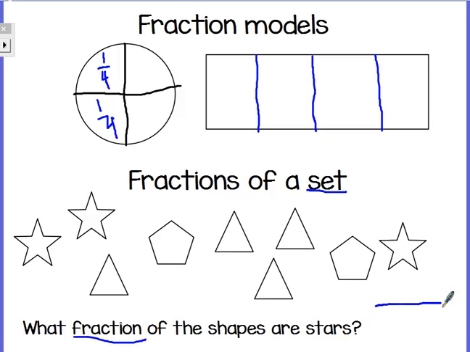So if I think about going back to my numerator and my denominator, the denominator is the number of equal pieces. So in this case, it's the number of equal shapes in the set. I have 1, 2, 3, 4, 5, 6, 7, 8, 9 total shapes. And the numerator tells us which part of the set that we're looking at. So in this case, I'm looking at stars. So now I want to name just the stars. So I have 1, 2, 3 stars. So to answer that question, I could say that 3/9 of the shapes are stars.